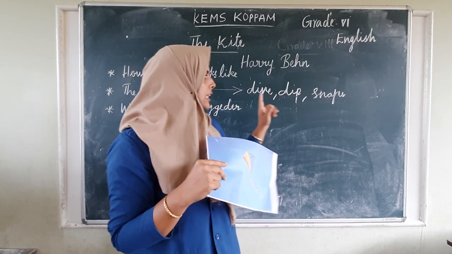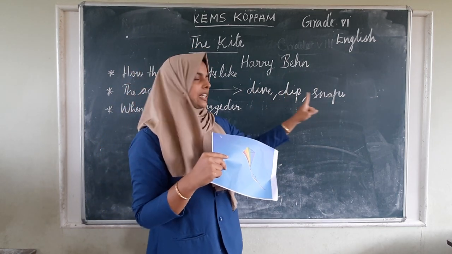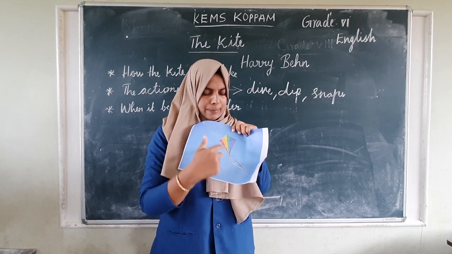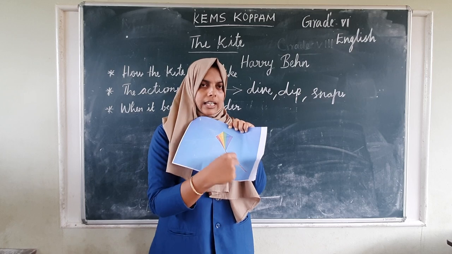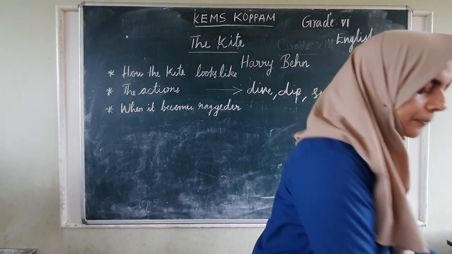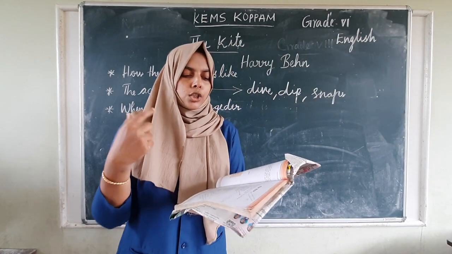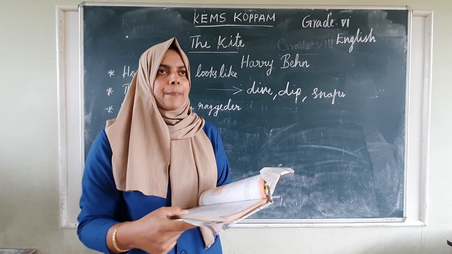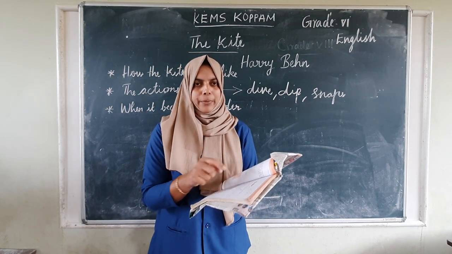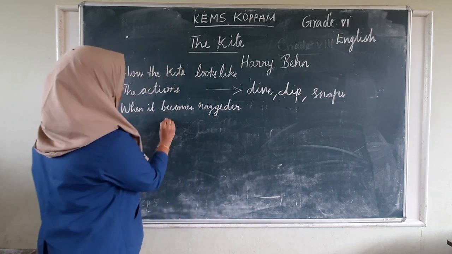So what are the things it's doing? It takes a dive, it takes a dip, and it snaps. It snaps its tail, it snaps its thread. That tail is here, the thread. Then soars like a ship. Here the poet says that it soars like a ship. So here the poet compares the kite with a ship.